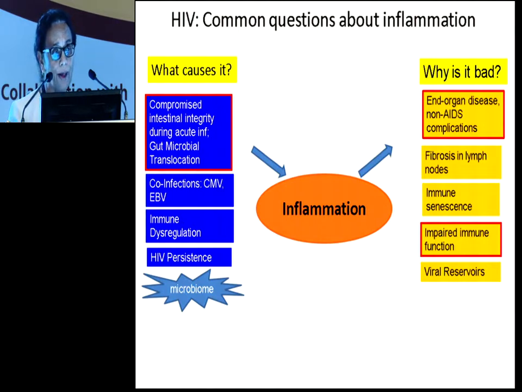And why is it bad? Because it leads to all those diseases. It's suspected that this is one of the causes for the end organ diseases. It also leads to fibrosis in lymph nodes. It leads to immune senescence and impaired immune function, and viral reservoirs are activated occasionally because of persistent inflammation. So I'm going to discuss the end organ disease, which is mainly cardiovascular disease, and impaired immune function.